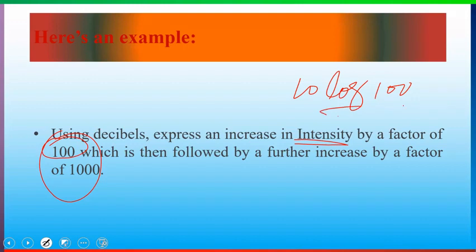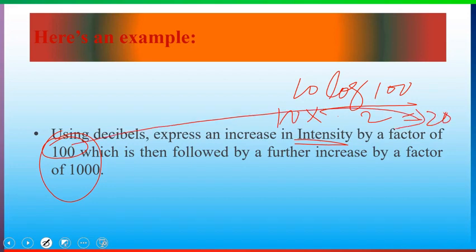The log of 100 is 2, and we'll multiply it with 10. So 2 multiplied by 10 is equal to 20 decibel. Then we will have to express this one in decibel. Again, we'll put this value in the equation, 10 log of ratio, and the ratio is 1000.